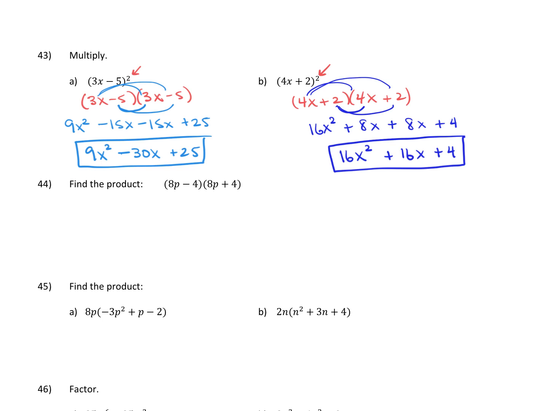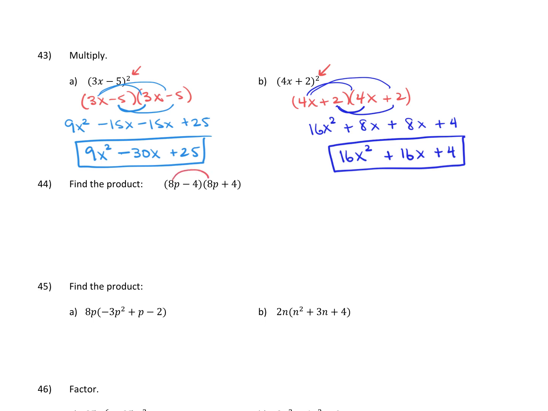All right, number 44, find the product. One thing I do just want to point out here, see how this looks a lot like just squaring a binomial, but these two binomials are not exactly the same. One has a subtracting a 4 and one has an adding a 4. So let's just see what happens when we multiply that out. Again, multiply with a box if you prefer. I'm going to multiply with distributing.